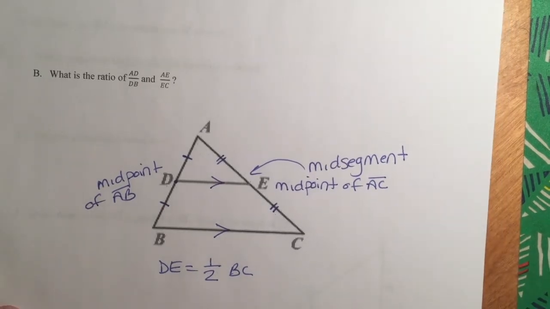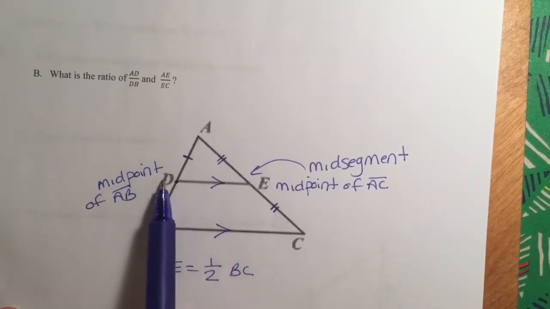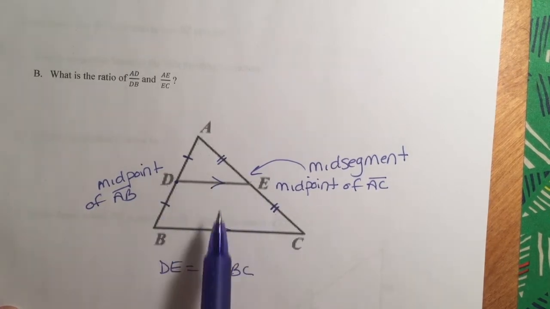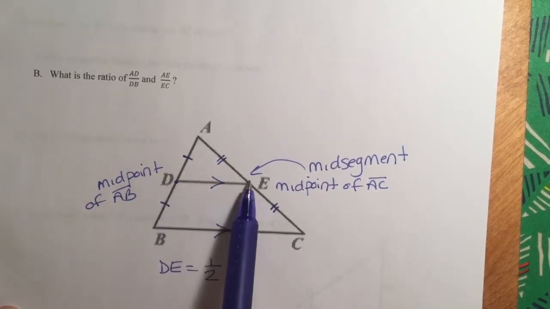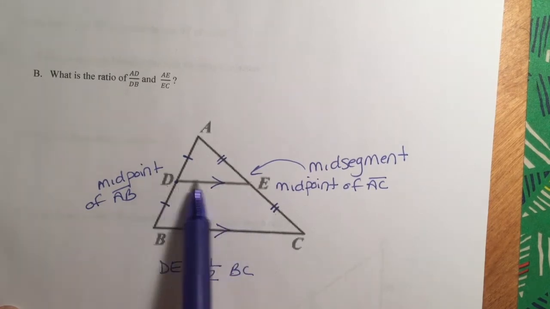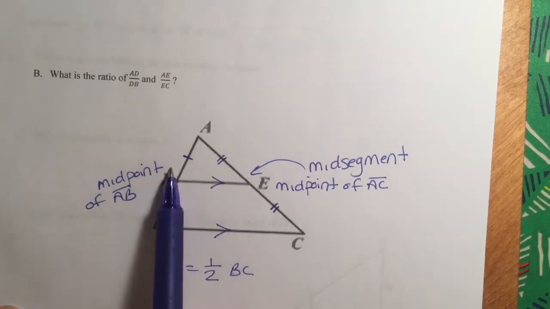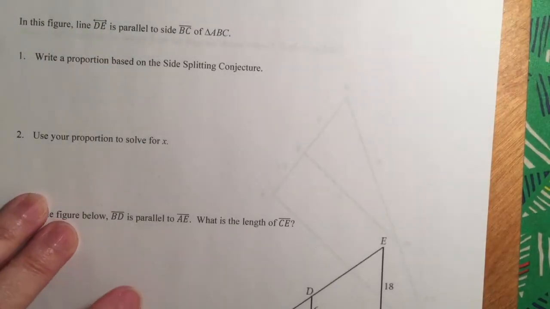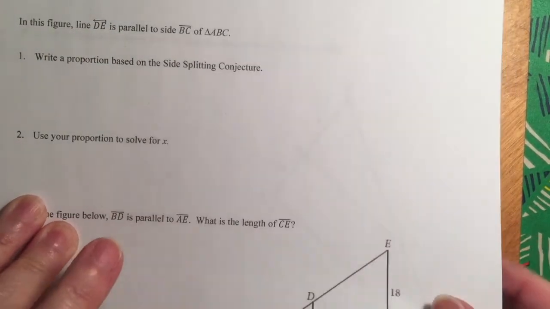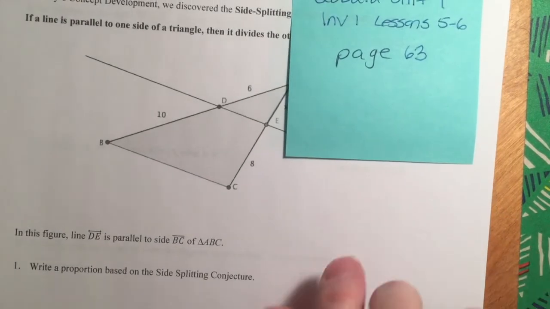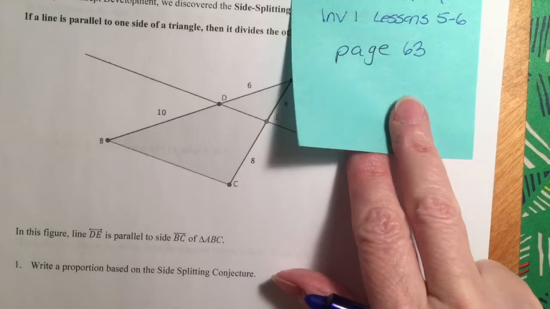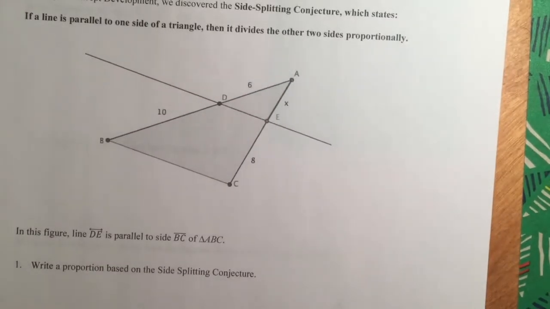What we're going to talk about today is what if we drew a line that cut through a triangle and it was parallel, but it didn't cut through exactly at the midpoints. It didn't cut through halfway through, but at some other point in the triangle. So that's what we're talking about today. And it's called the side-splitting theorem. We're going to go to page 63, and we're going to talk about the side-splitting theorem.